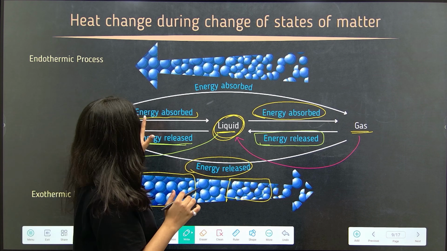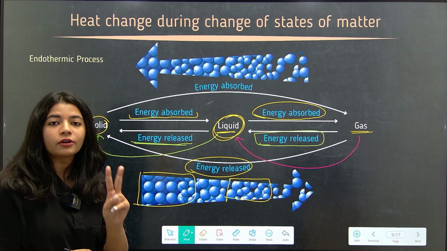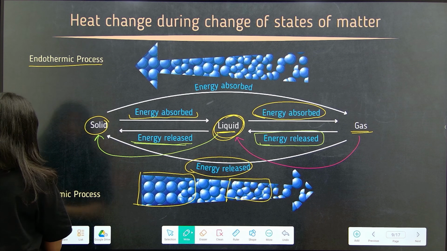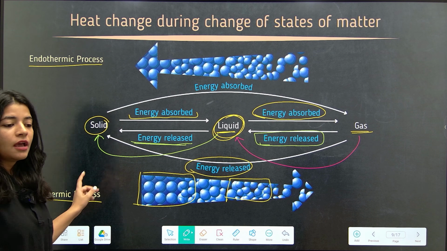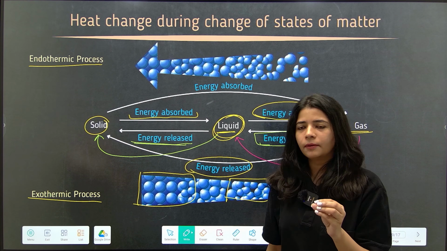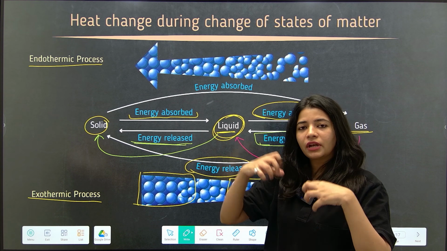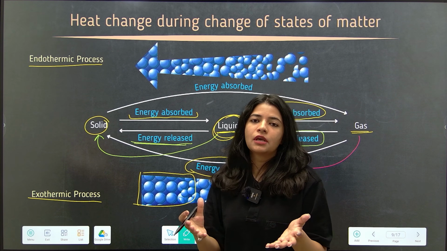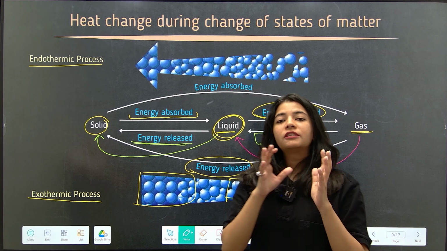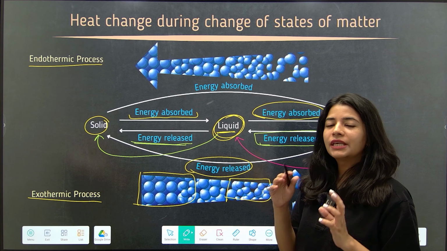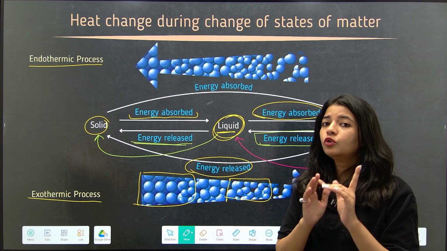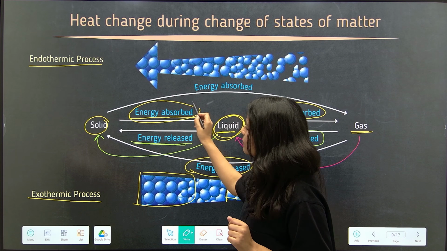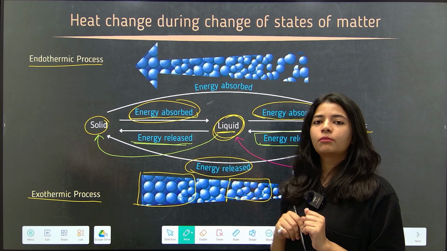Now from this we can understand that there are two processes happening. Which one? Endothermic process and exothermic process. Now what is endothermic process? When the heat is given in, or when the energy is absorbed, that process is known as endothermic process. So for example, if I ask you that when solid gets converted into liquid, is it an endothermic process or an exothermic one? You will answer me it's an endothermic process, ma'am. Why? Because the energy is being absorbed. That is why it is an endothermic reaction.